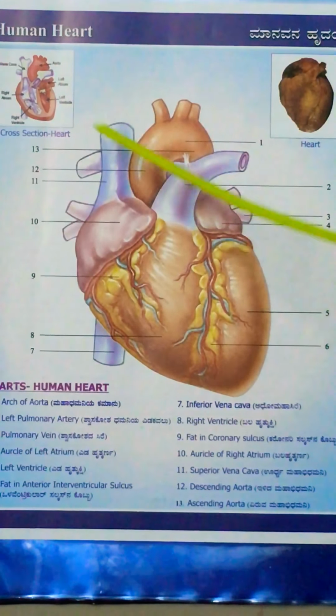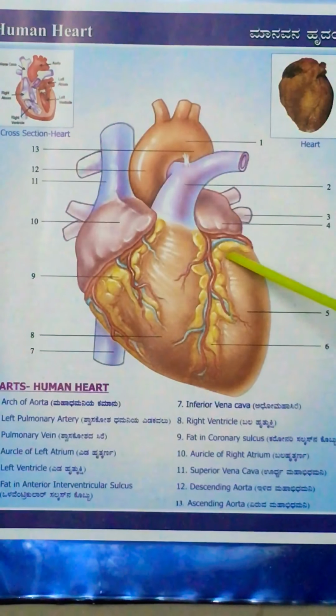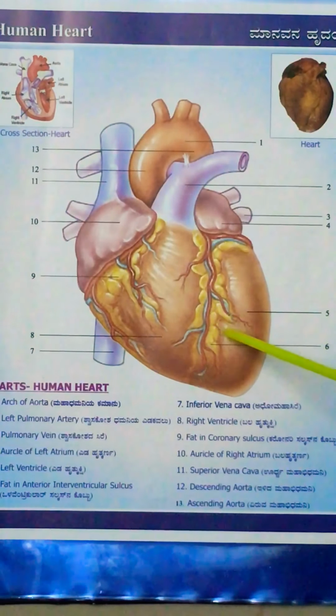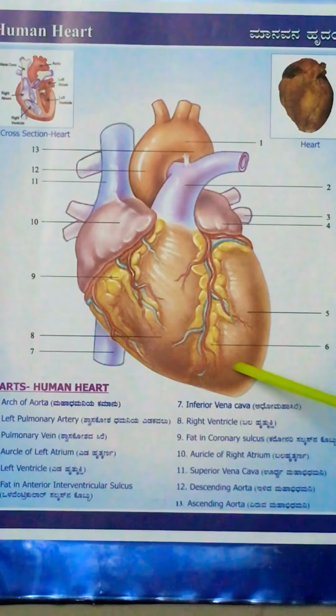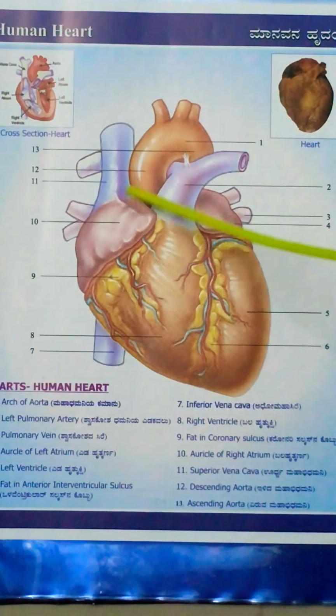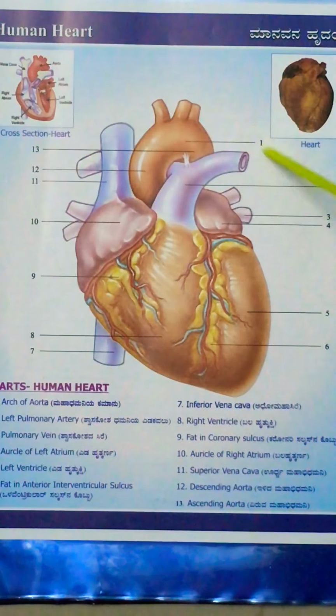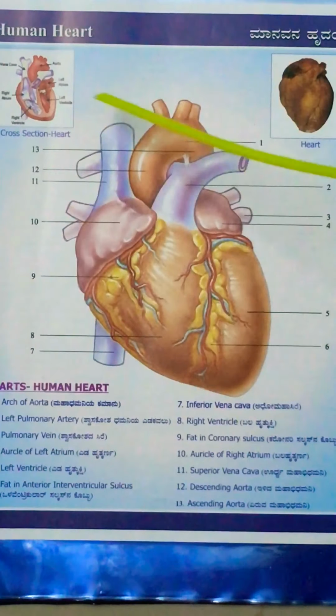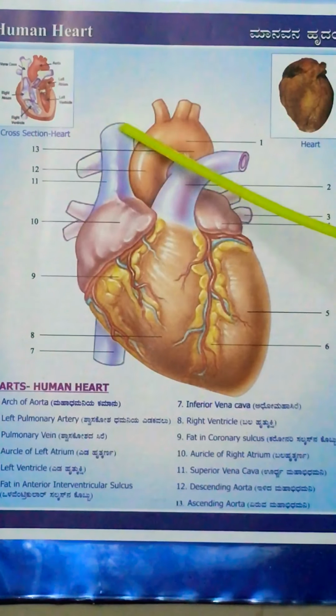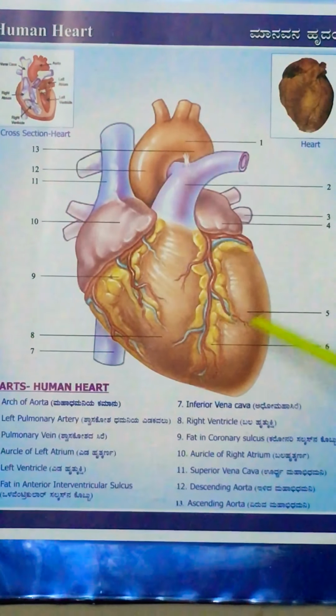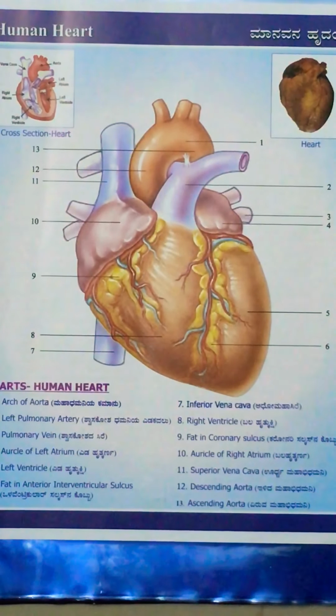Here we can see the left atrium. From the left atrium it will come to the left ventricle. From the left ventricle the oxygenated blood goes through the aorta to all parts of the body. This is happening at a time. The deoxygenated blood and oxygenated blood come and go at the same time.